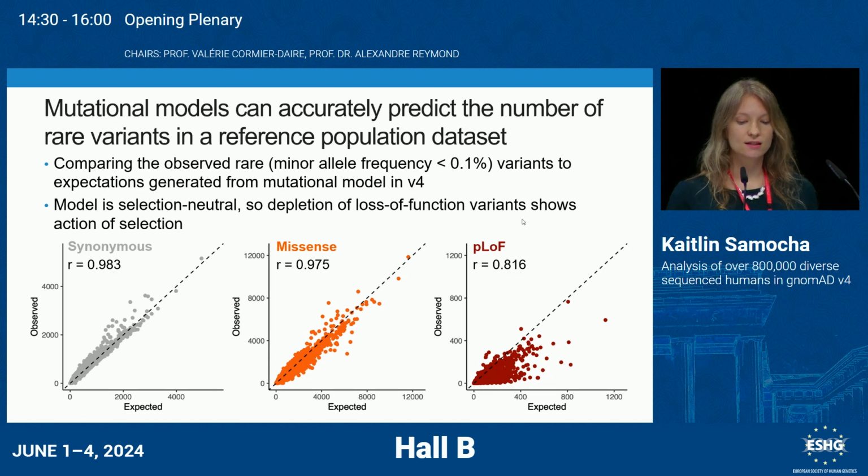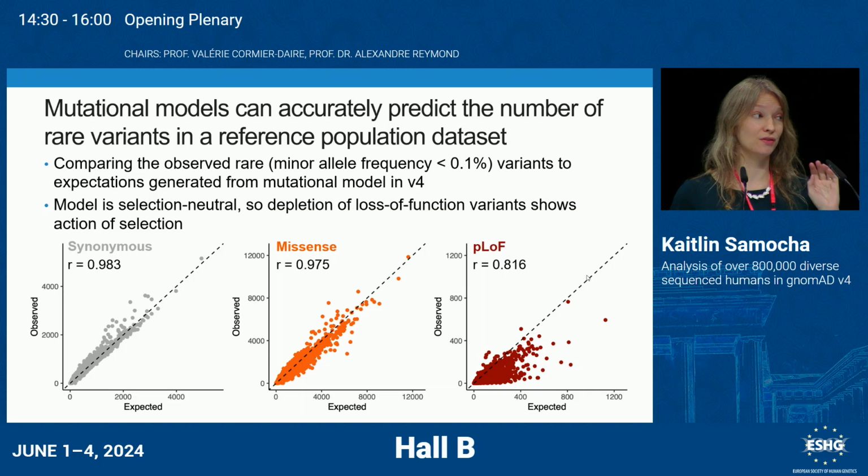As you move to missense and loss of function or pLoF variants, we start to see a little bit of a drop off that line, specifically for pLoF. Missense here is actually also pretty tightly correlated. But this depletion of pLoF, where essentially every gene has fewer loss of function variants than we'd anticipate, we believe to be the action of selection in our genome.